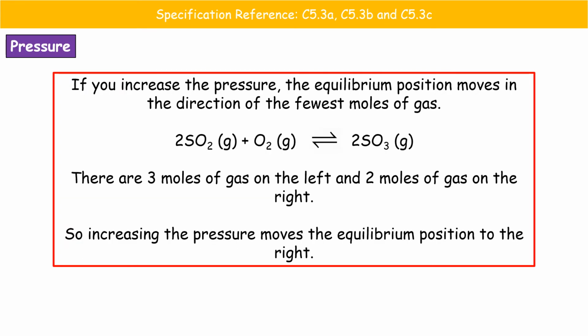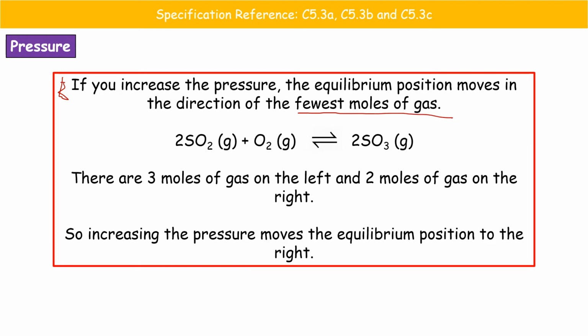What we're going to do then is have a look at these different conditions that we can change in order to shift that equilibrium position. So the first one is to do with pressure. So here's our basic rule that we need to learn first of all up the top here. If you increase the pressure, the equilibrium position is going to move in the direction of the fewest moles of gas. So let's have a look at our little example here.